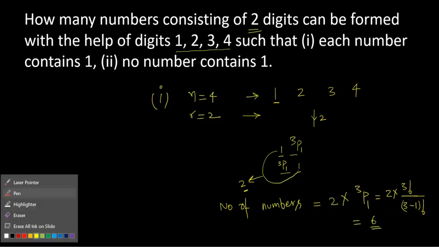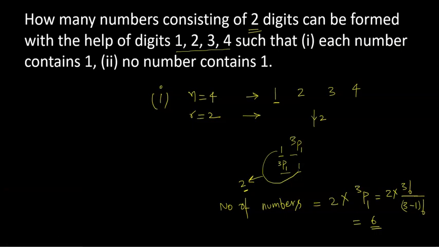Let's see the second part of this particular problem. Let us understand the second part when it says no number contains 1. So I'm rewriting the entire concept. N is equal to 4, R is equal to 2, and I have 1, 2, 3, 4, and I cannot select 1. That is very simple, because it simply says none of the numbers should contain 1.